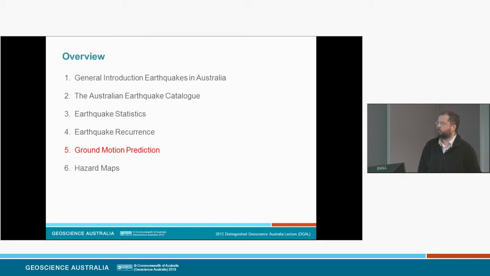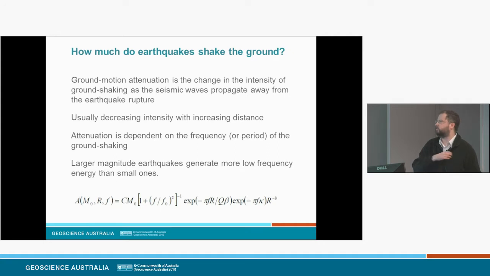So now we've worked out how earthquakes are spatially distributed, some idea. We've tried to work out how likely certain size earthquakes are. We need to work out how big they shake, how much they shake the ground. Now, ground motion attenuation is basically the change in the intensity of ground shaking as seismic waves propagate from an earthquake rupture. Usually it decreases in intensity with increasing distance, as I said, and also it depends on the frequency of ground motion. High frequency waves decay faster. Also, larger magnitude earthquakes generate more low frequency energy.